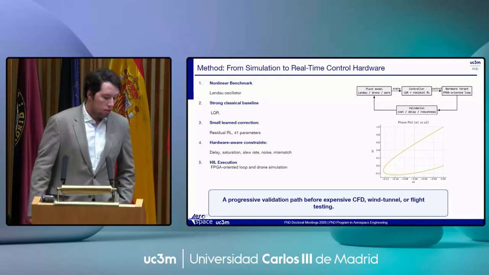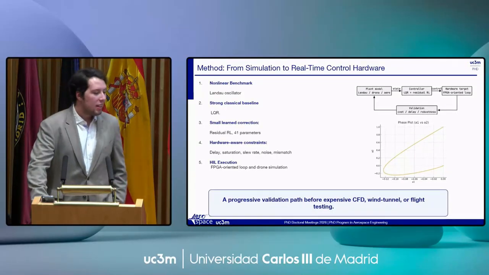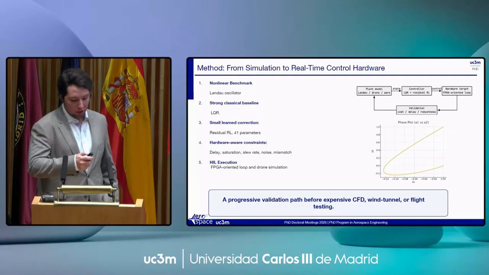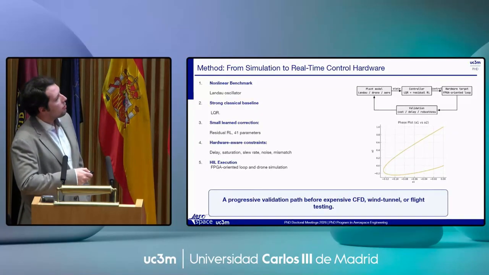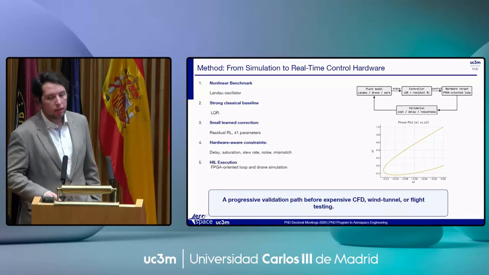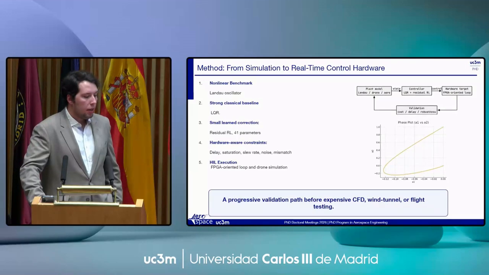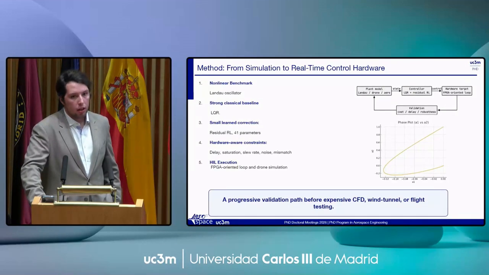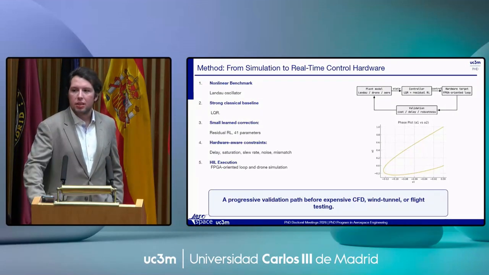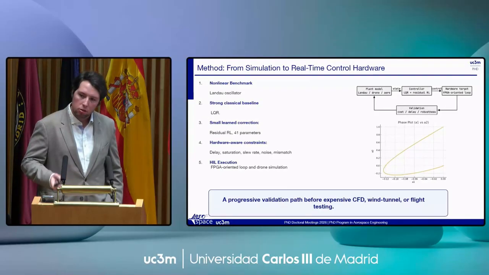This is one of my methods, well, the first method. We started a little bit with the Landau oscillator. Just to give you an idea, this is kind of what it looks like when you have some kind of phase plot trying to solve to make it control. Then we're going to use a strong classical baseline, which is the LQR, which is basically a fancy way to linearize a system and control it.